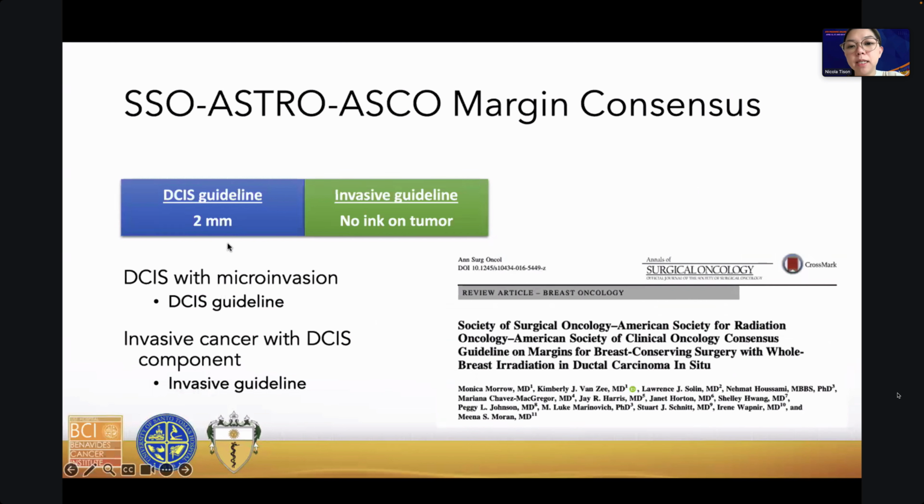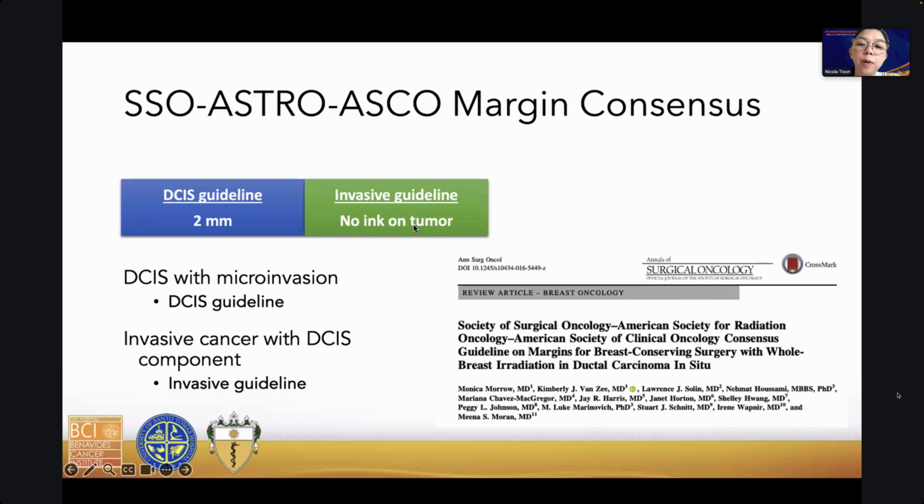Now, when we're doing breast conserving surgery, of course, margins are very important. And so if you're doing a BCS for DCIS, you need at least 2 millimeter of margin. For invasive carcinoma, no ink on tumor is an acceptable margin. If you have a DCIS with the focus of microinvasion, we still follow the 2 millimeter margin. But if you have an invasive cancer with DCIS, then we follow the no ink on tumor.